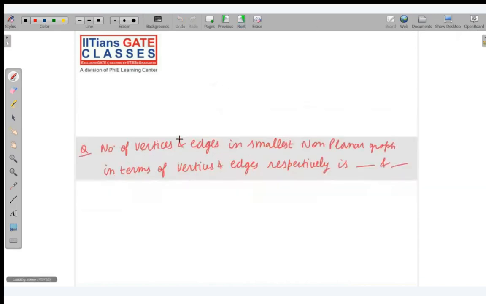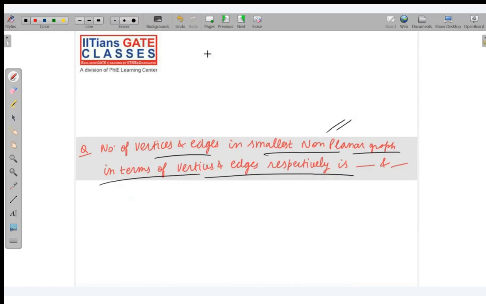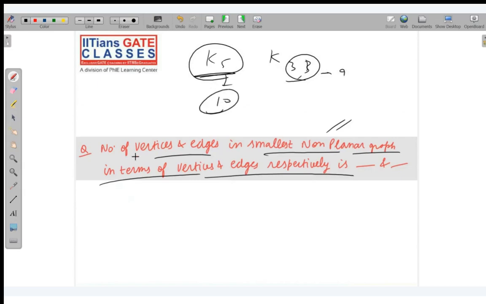Okay. Yes, so the number of vertices and edges in the smallest non-planar graph, in terms of vertices and edges respectively. I think I have told you K5 was the smallest non-planar graph, and K33. In terms of vertices, 5. In terms of edges, K33 contains 9 edges and K5 contains 10 edges. So vertices 5 and edges 9.